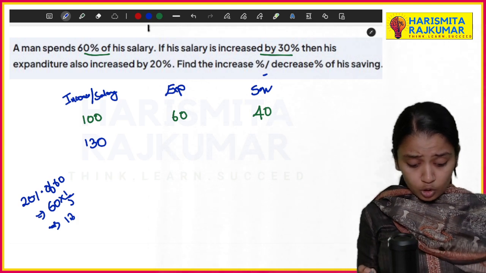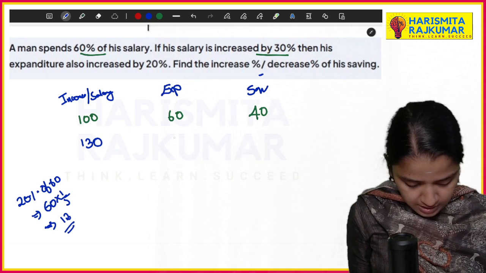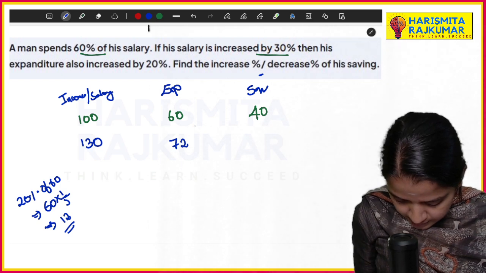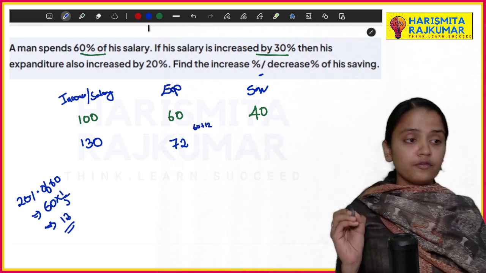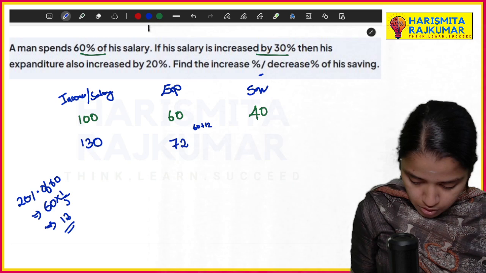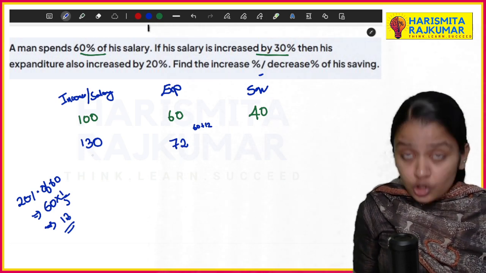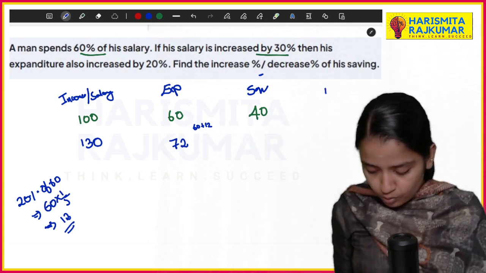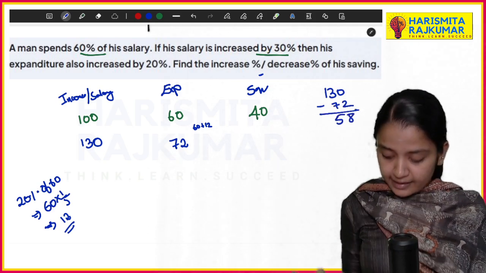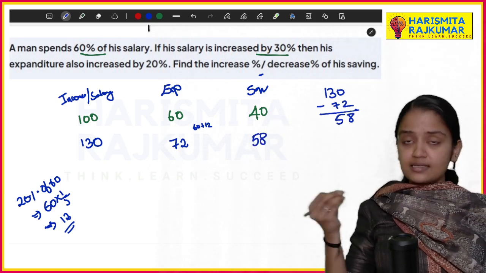So a 20 percentage increase means 60 plus 12. This is nothing but 72. How did you get this? This is nothing but 60 plus 12. Now, what is your savings? Savings is nothing but 130 minus 72. So 130 minus 72, what will you get? You'll get 58.